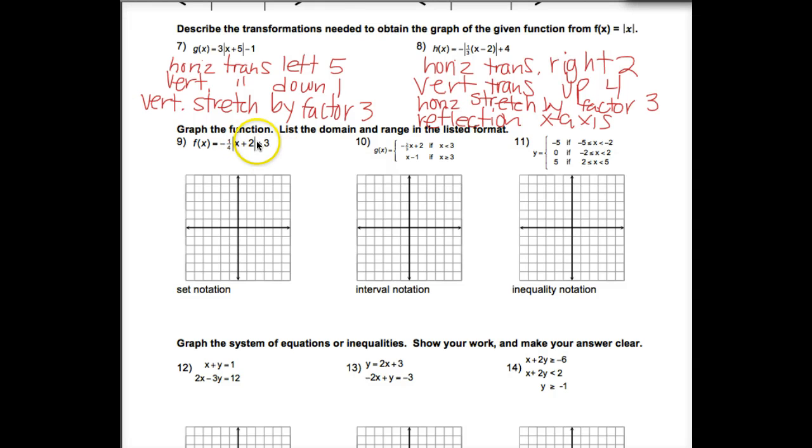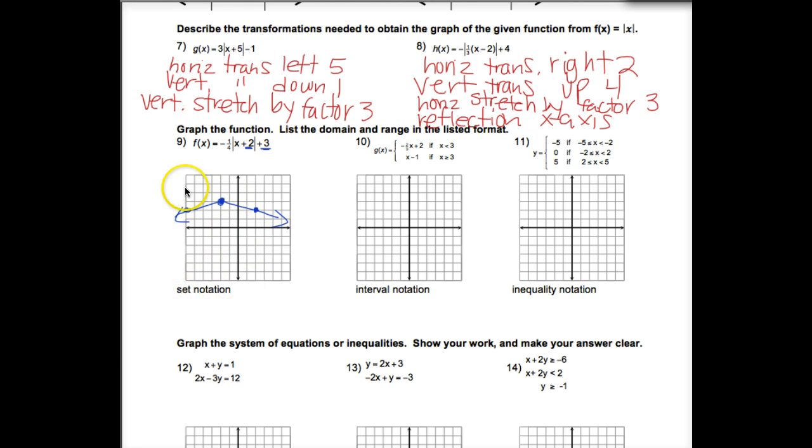So if I go to graph this one here, I am going to say move my horizontal and vertical translations. That means left 2, up 3. So from my origin, I go left 2 and up 3 for where my vertex would be. 1/4 is the slope. Because it's negative, I know it's reflected, meaning it opens down. So instead of going up 1 right 4, I'm going to go down 1 right 4 and down 1 left 4. So that would be my graph right there.